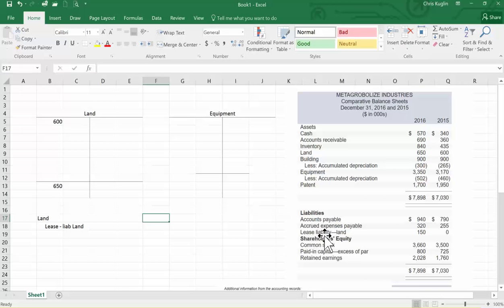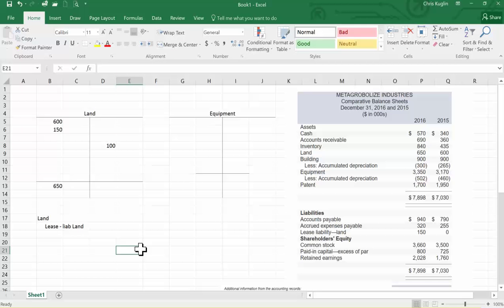Well, if we look down below, we see that we have a lease liability of land, 150, that we did not have at the beginning. That means that we took out a lease to obtain some land, and while the lease was a non-cash transaction, we do need to put that 150 in land into our T account. Now, if we add the 600 and the 150, does that equal 650? No, it does not. It equals 750. 750 minus 650 means that we had a decrease in land of 100.